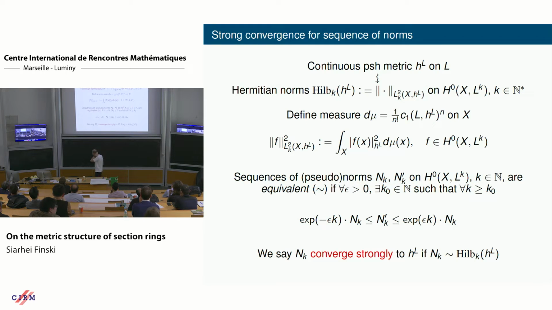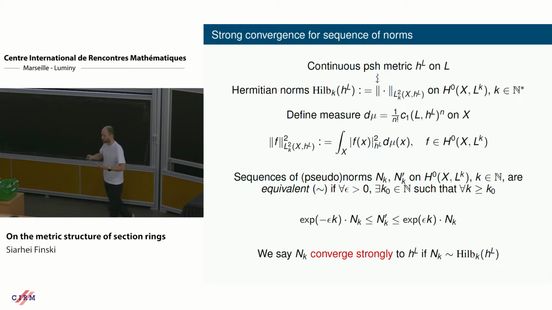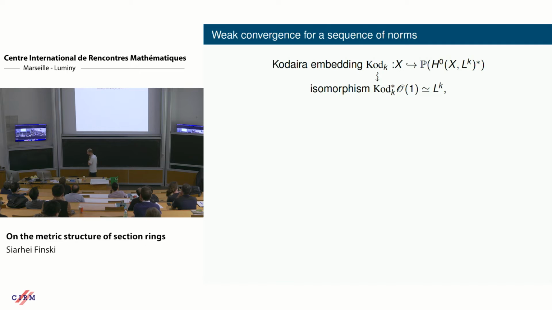And now I will say that a sequence of norms or pseudonorms will converge strongly to a continuous PSH metric if my sequence of norms or pseudonorms is equivalent, with this definition, to the norms produced by the Hilbert construction. Okay. So this will be the definition of the strong convergence. Now let me pass to the definition of the weak convergence.